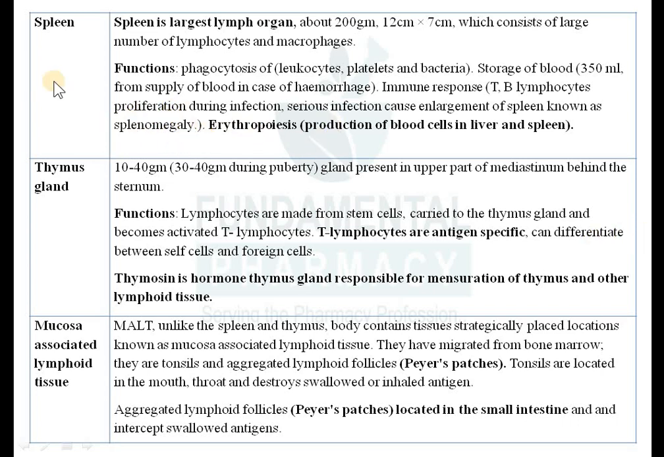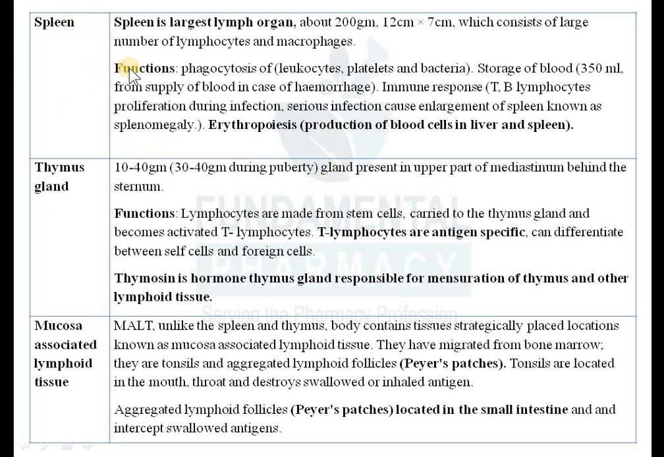Okay, again this spleen along with the liver, they are involved in erythropoiesis. What is erythropoiesis? We have seen in the very first lecture when we were discussing the blood. Erythropoiesis means generation of red blood cells or synthesis of red blood cells. So this spleen is a reservoir.